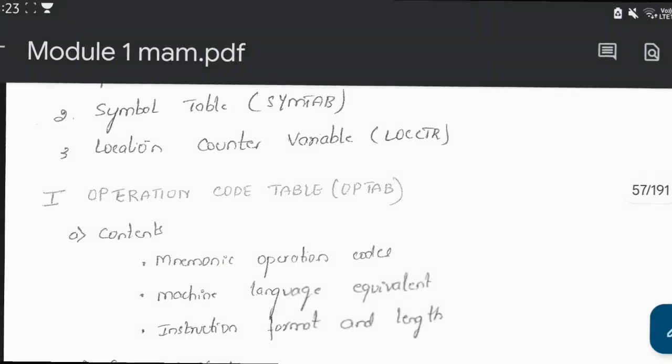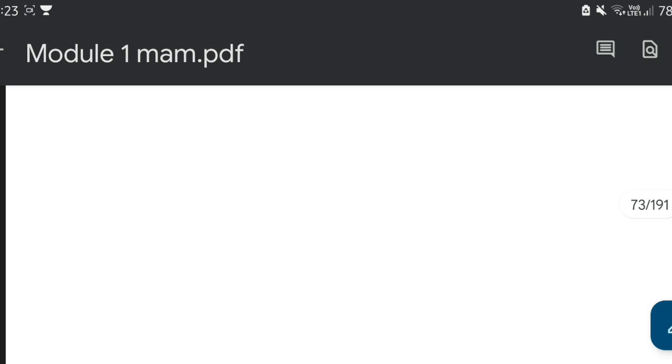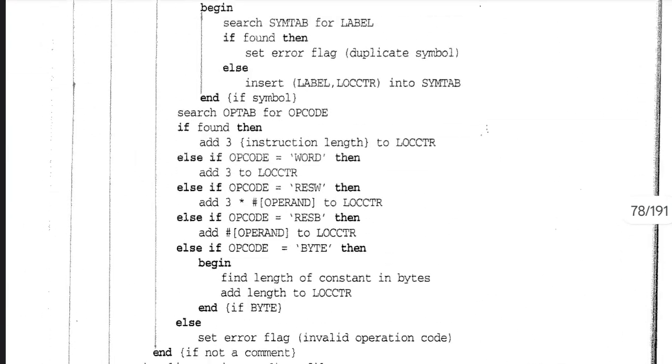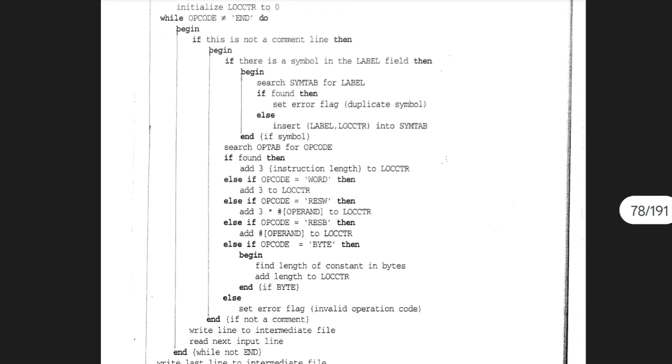Okay, then we have the algorithm for pass 1 and pass 2 of assembler. See, this is a very important one. So what is the page number? 78. So the algorithm for pass 1 and pass 2 of assembler, that you can never miss at any cost, especially pass 1 you have to never miss. Okay, so this is the algorithm for pass 1 of assembler. In pass 1 what happens, firstly we'll be assigning the addresses, and after that we'll be getting the size of it, and then we'll be writing in pass 2 the object code.